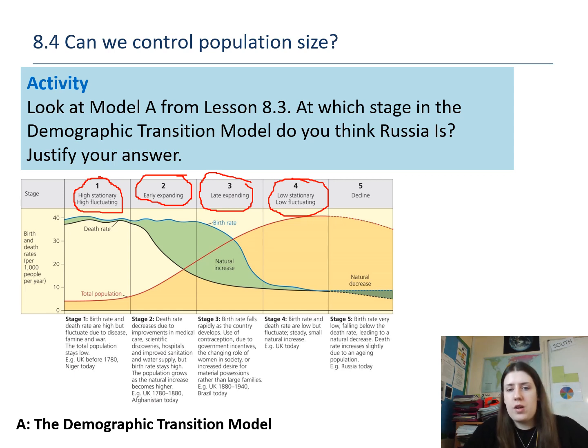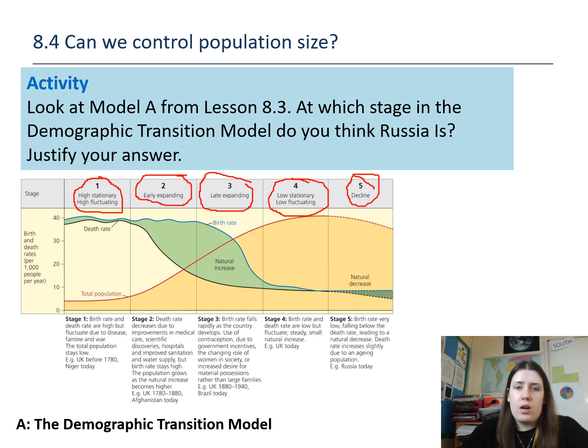And then you've got 5, which is in decline. That is when your death rate and birth rate kind of switch. So your birth rate and death rate show that the death rate is going down and the birth rate is staying stable, or it could be going down as well, and you're getting a natural decrease, and also your population starts to decrease.